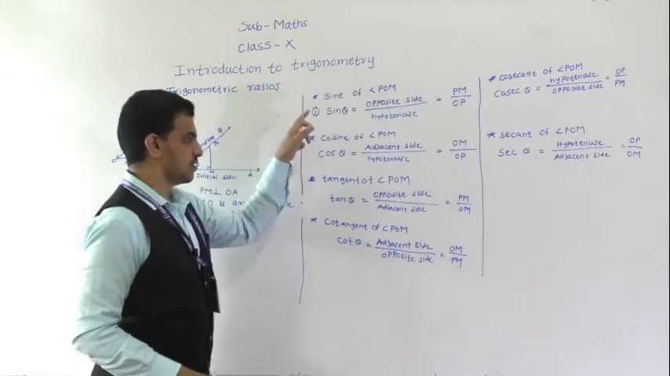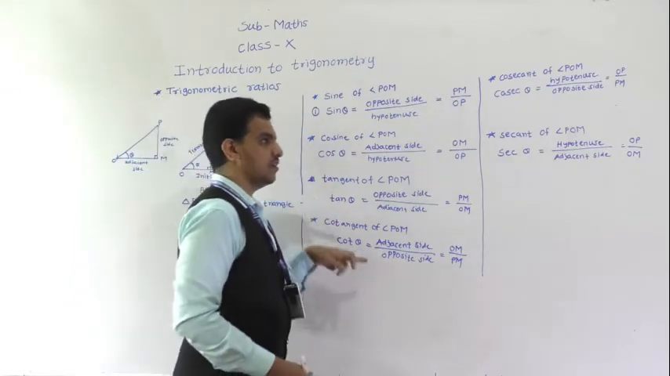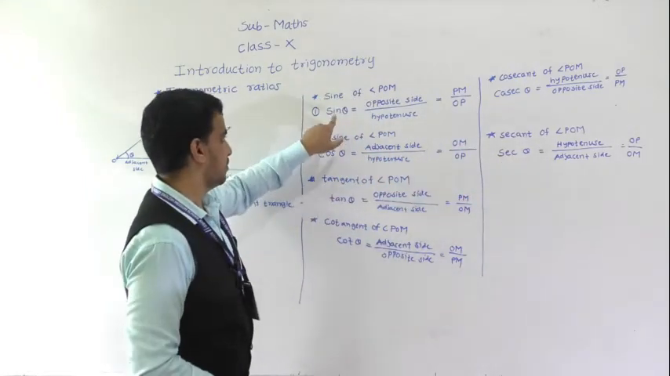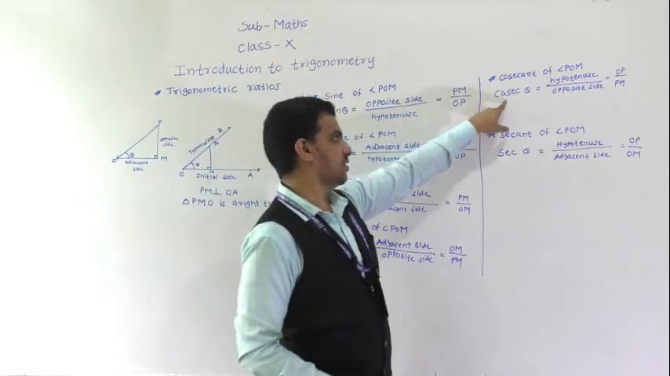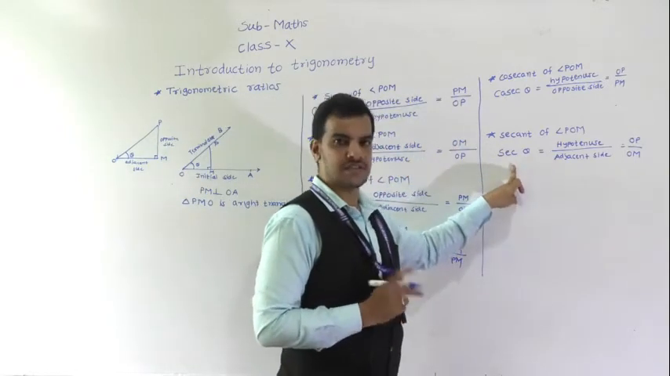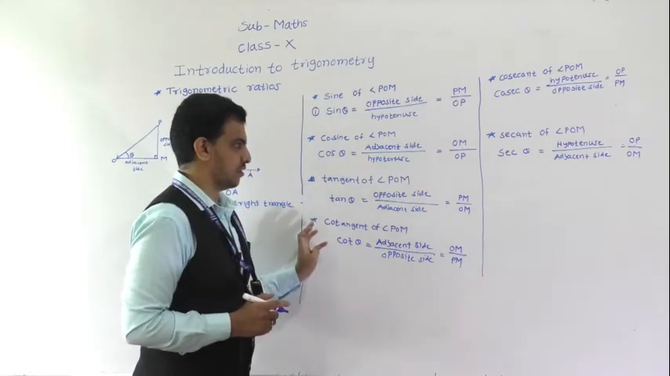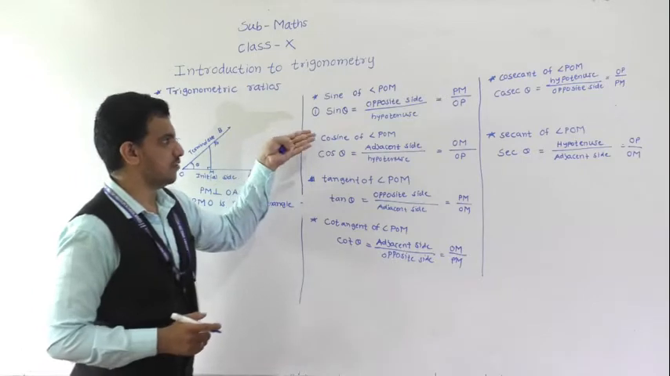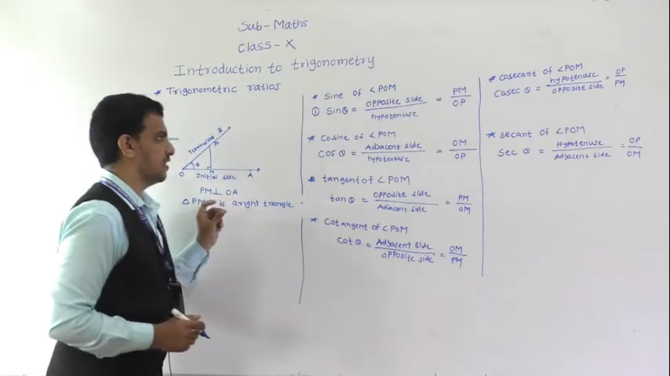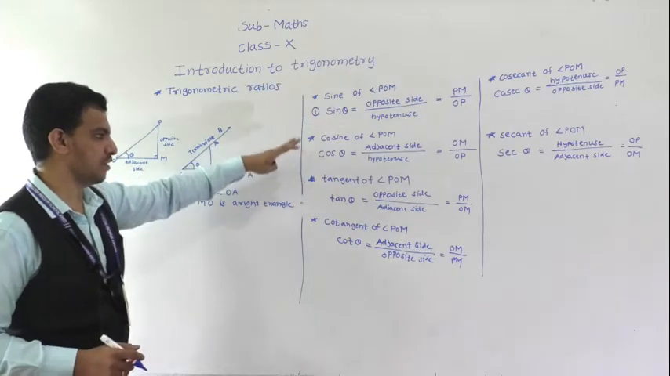Okay, so these are the six trigonometric ratios: sin theta, cos theta, tan theta, cot theta, cosec theta and sec theta. Here sin theta and cosec theta are reciprocal of each other, cos theta and sec theta are reciprocal of each other, and tan theta and cot theta are reciprocal of each other. I will take this afterward. Next point is the relation between these trigonometric ratios.